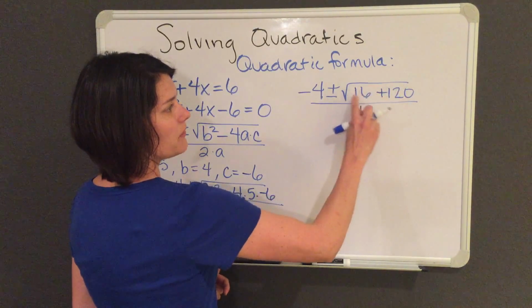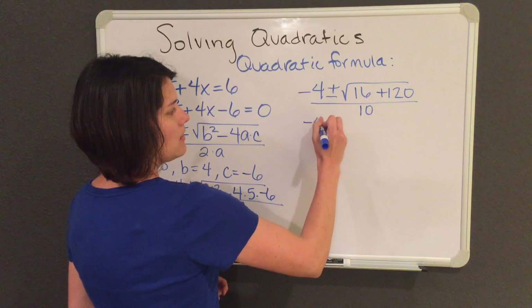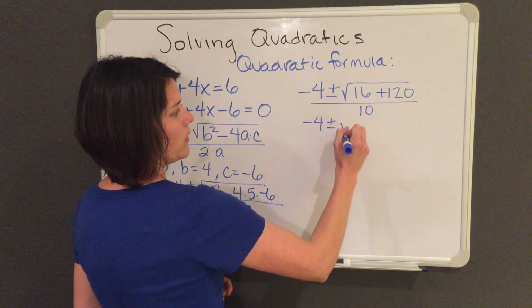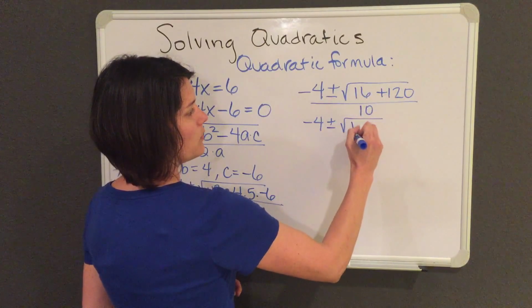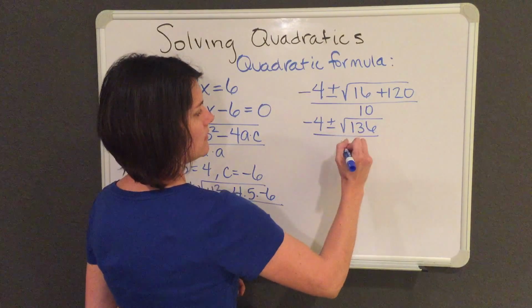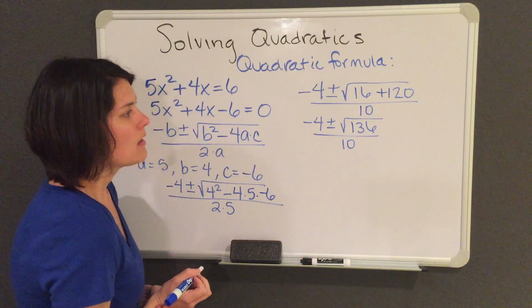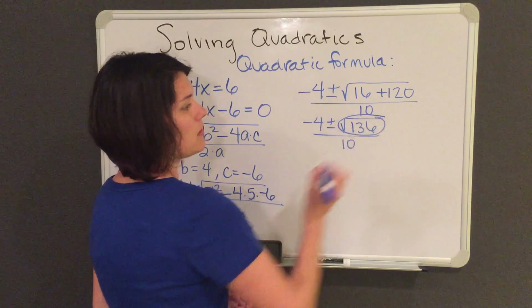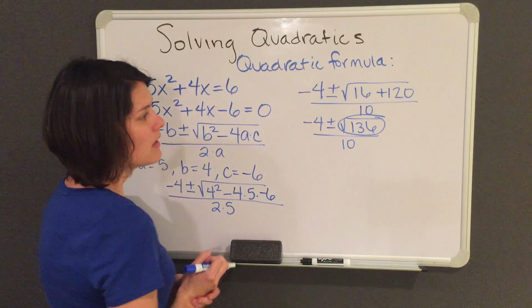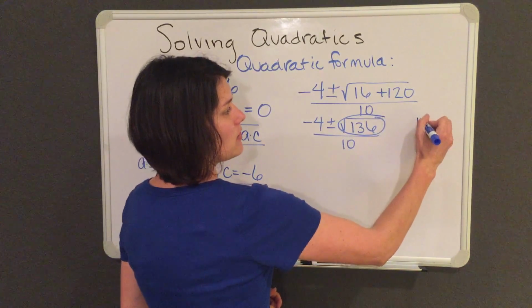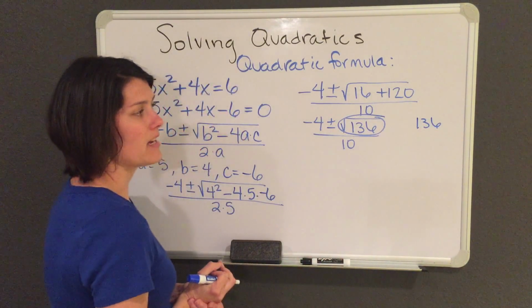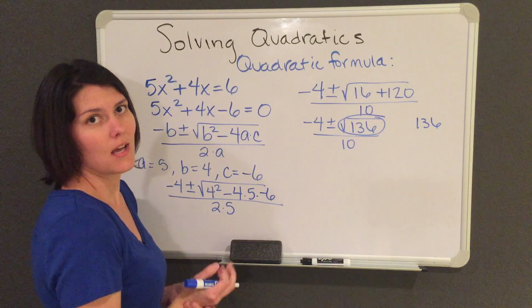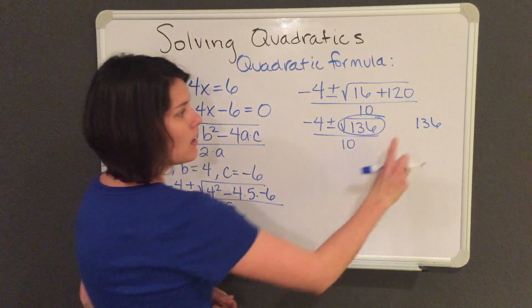I'm going to continue simplifying under the radical. So I get plus or minus the square root, and here is 136. Last thing you need to do before you're finished is to check to see if you can reduce the square root. To be able to see that, I come up with factors of 136, and if I have any perfect square factors, it can be reduced.